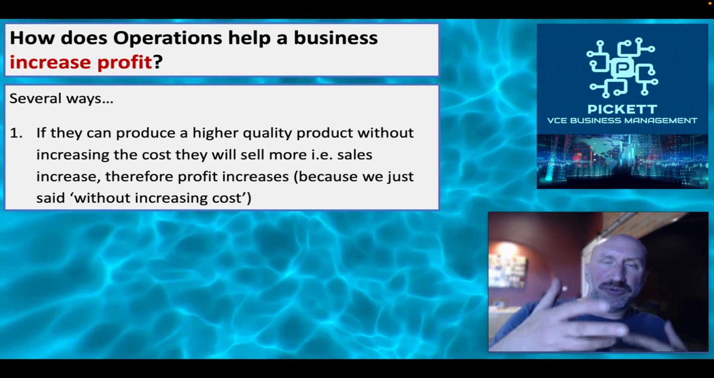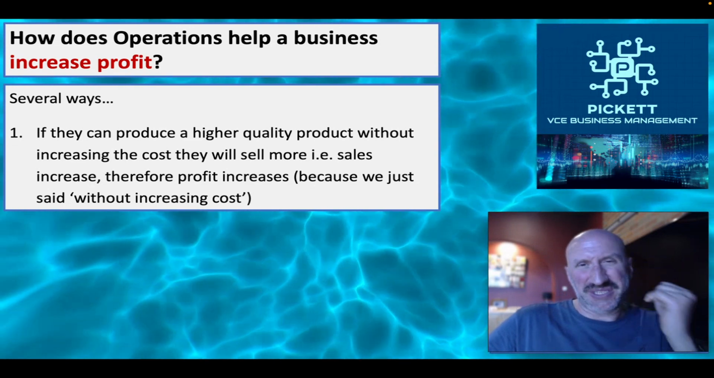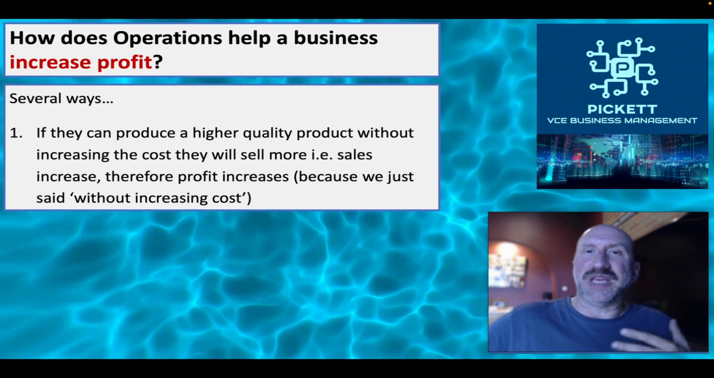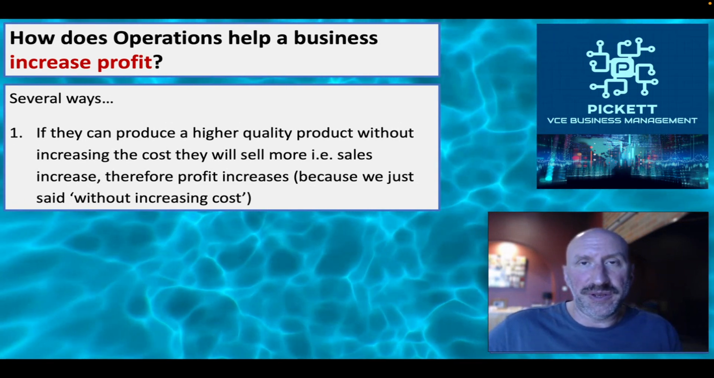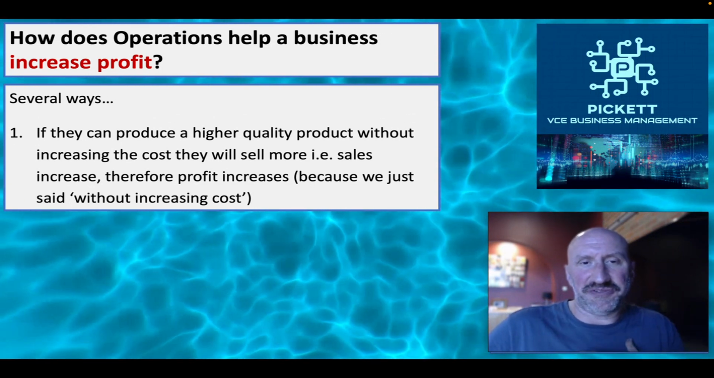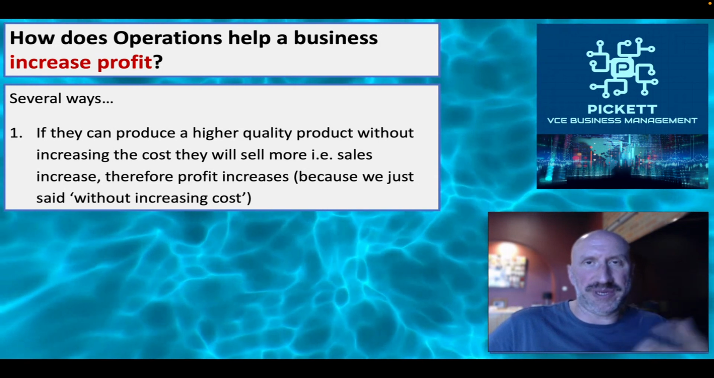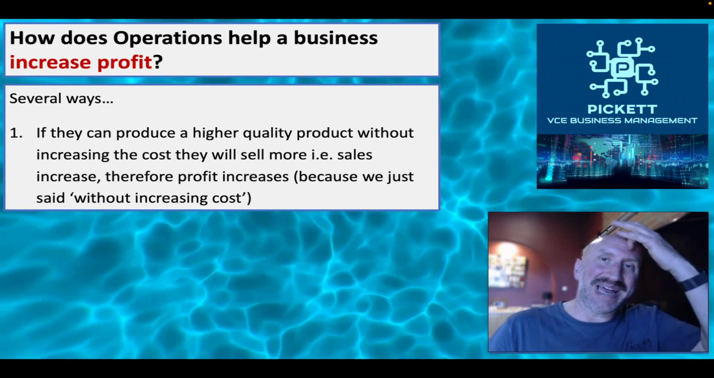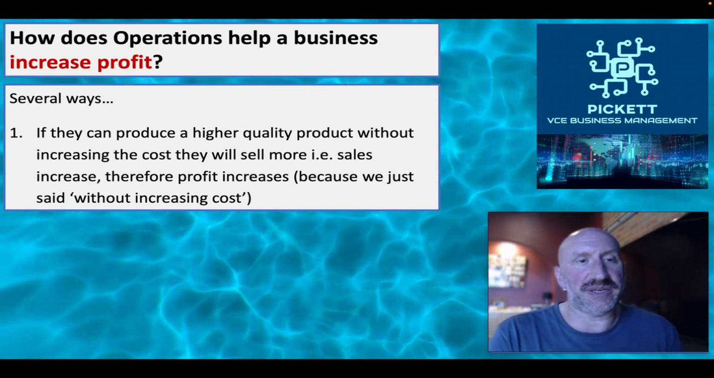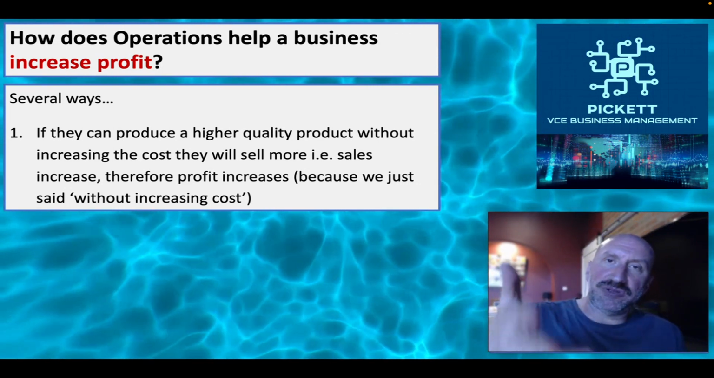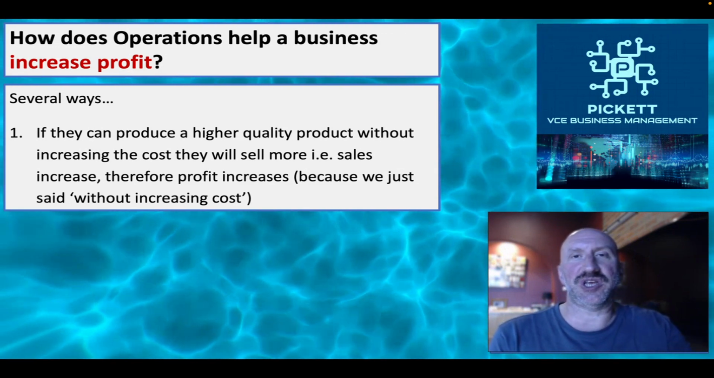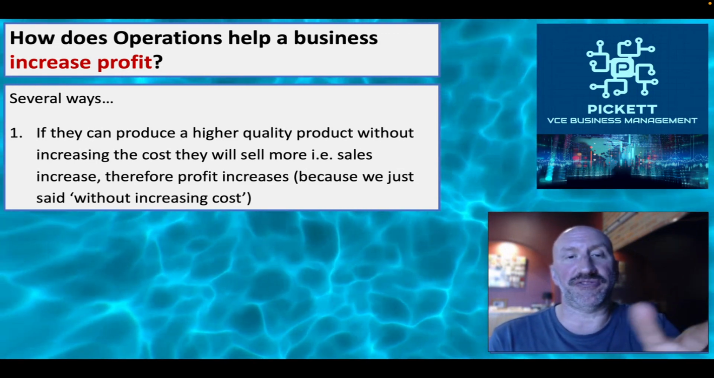I'm going to give you a couple just to demonstrate the point, but this is not stuff you should be learning. There's so much content in this course that you need to learn. This is not stuff you need to learn. This is stuff that you should be able to just produce when needed through your understanding of the content, is what I'd say. But anyway, just to give you some examples of how this can play out. So, how does operations help a business increase profit?